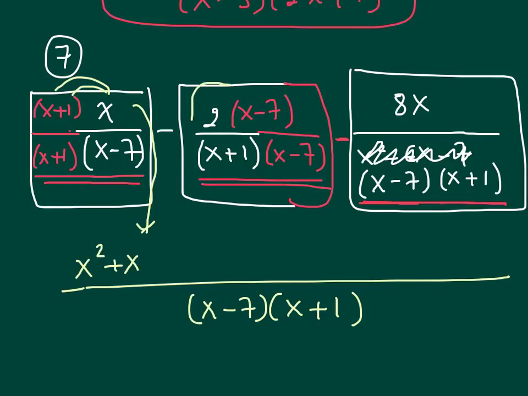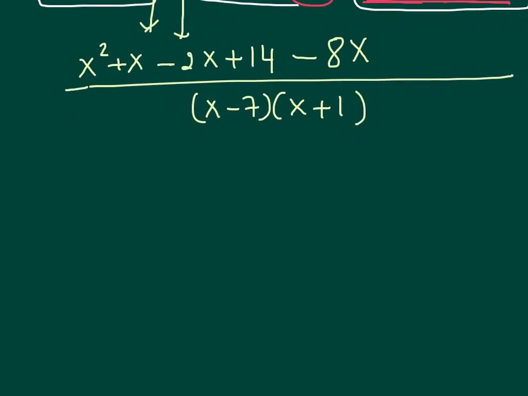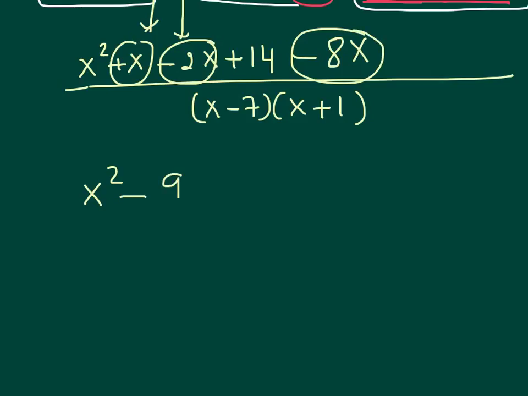This numerator here will give us negative. You see that negative right here? Put it in front of the 2 right here. And so that will give us negative 2x plus 14. And this one here we have a negative, so I'm going to put it right over here instead, minus 8x. Next, we're going to combine like terms and try to see if we can factor and reduce. So this is x squared plus x minus 2x minus 8x, which will give us x squared minus 9x plus 14.